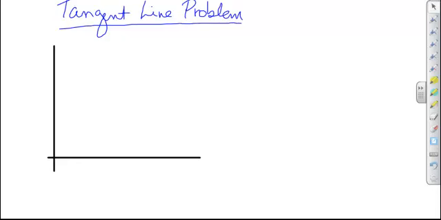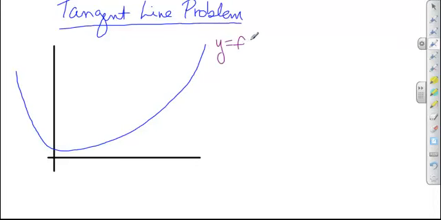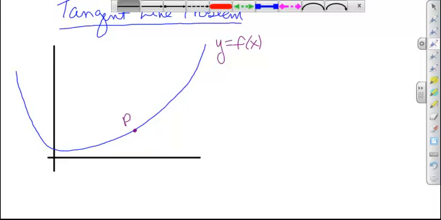There we go. Alright, so we have a curve, and maybe it's y equals x squared, maybe it's some other curve. Let me try again. We have a curve. Okay, now we've got a curvy curve. That's clearly not the graph of y equals x squared, so we're going to call it just y equals f of x. And on this curve, there is some point that we're going to refer to as point P. And what we'd like is to find the equation of the line tangent to this curve at P.